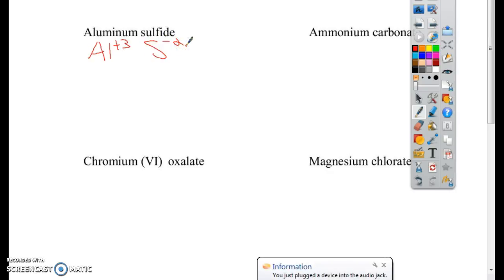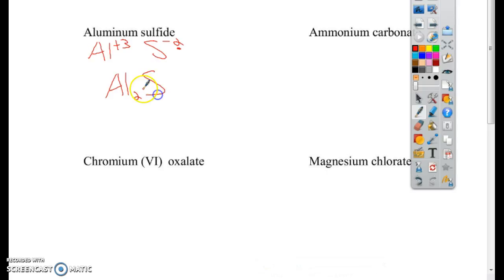So what I like to do is figure out the pieces before I put them together. Now the easiest way to do this is to crisscross the oxidation numbers. So the 2 from that sulfide, that charge, gets written as a subscript for aluminum. The 3, that is the charge on the aluminum, gets written as the subscript for sulfide. And the reason why we do this is we want the charges to cancel out. These things should be electrically neutral.